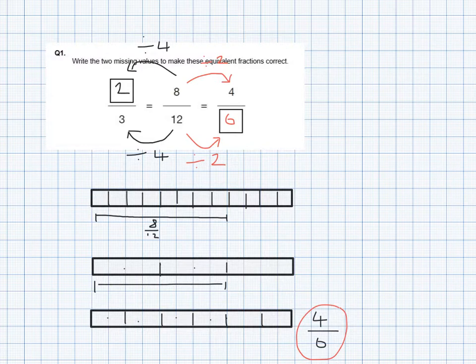Just remember, whenever you do equivalent fractions, whatever you do to the top number, the numerator, you also do to the bottom number, the denominator. You will always have, hopefully, one fraction where you can start with. In this case, it was 8/12, and from there you can work out your other fractions as well.